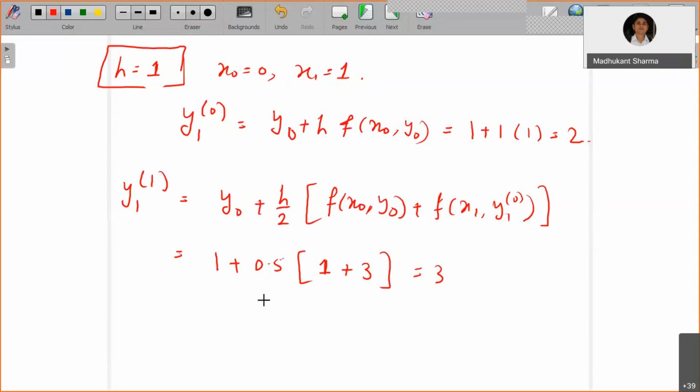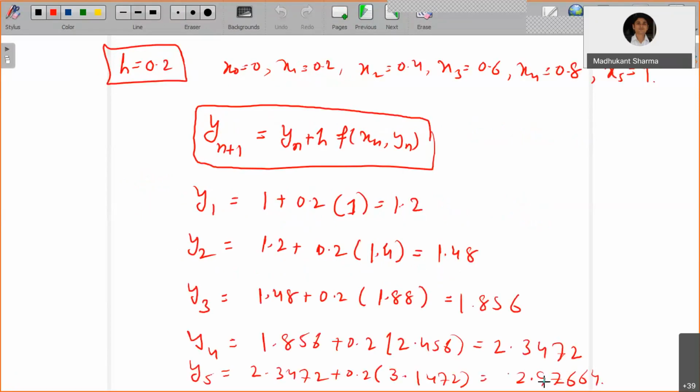See, within one correction step, it is giving you 3. It is far better than the previous one, right? With h equals 0.2, even for h equals 0.2, you are not able to touch it. You are only able to get near 3 so far.